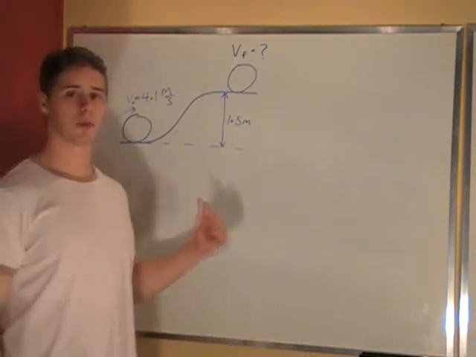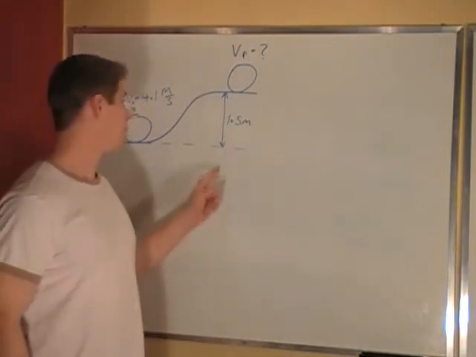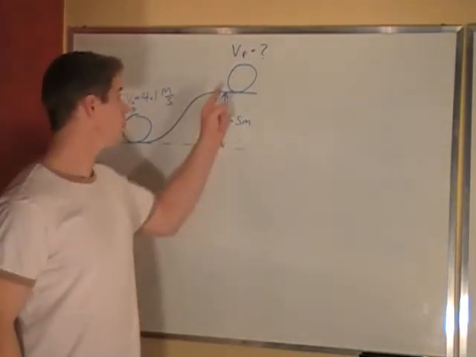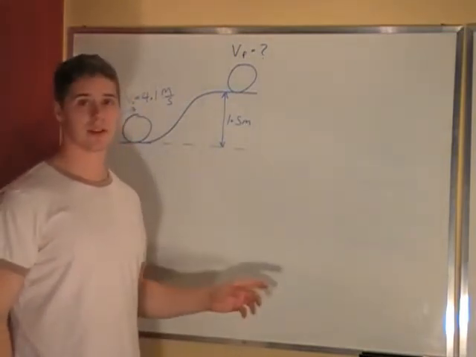We have a hula hoop that we're rolling up a ramp. Its initial velocity is 4.1 meters per second, and it goes up a height of 1.5 meters. What is its final velocity? In this case, what we're going to do is use conservation of energy.